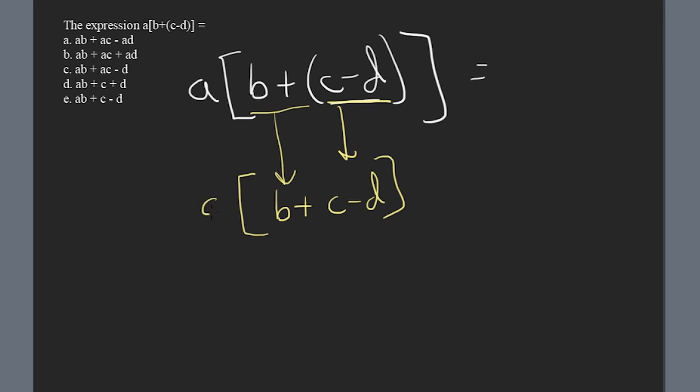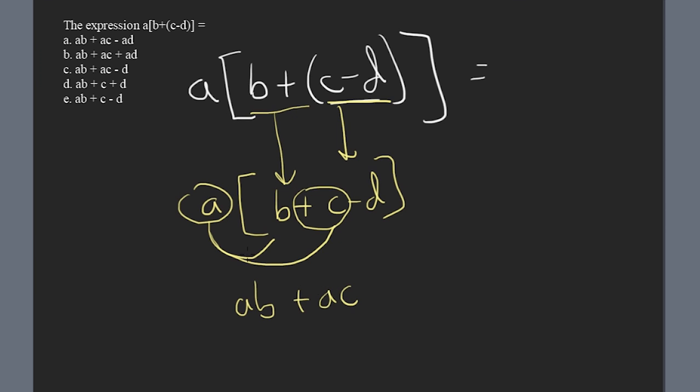The whole thing's being multiplied by an A, which has to be distributed in. So that's AB. I'm keeping mind of my signage, so this is a positive A and this is a positive C, so that becomes positive AC. This is positive A times negative D, which becomes minus AD. And this is my answer. So that will be answer A.